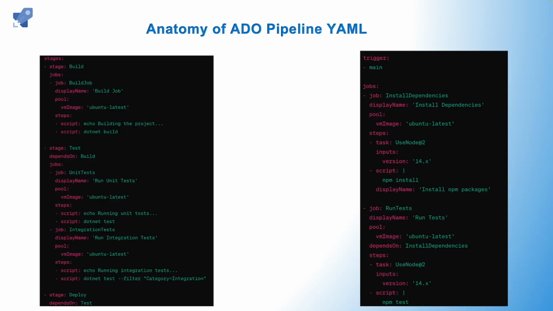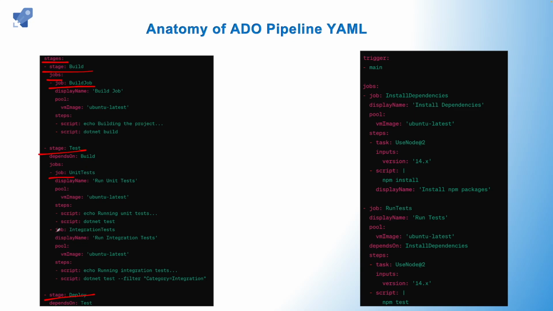Anatomy of an ADO pipeline. So here are two sample YAML pipelines. Let's start with the left one. So you have stages here. We have three stages: build, test, and deploy. The build stage has jobs and it has only one job, which is build. And the test stage has two jobs.